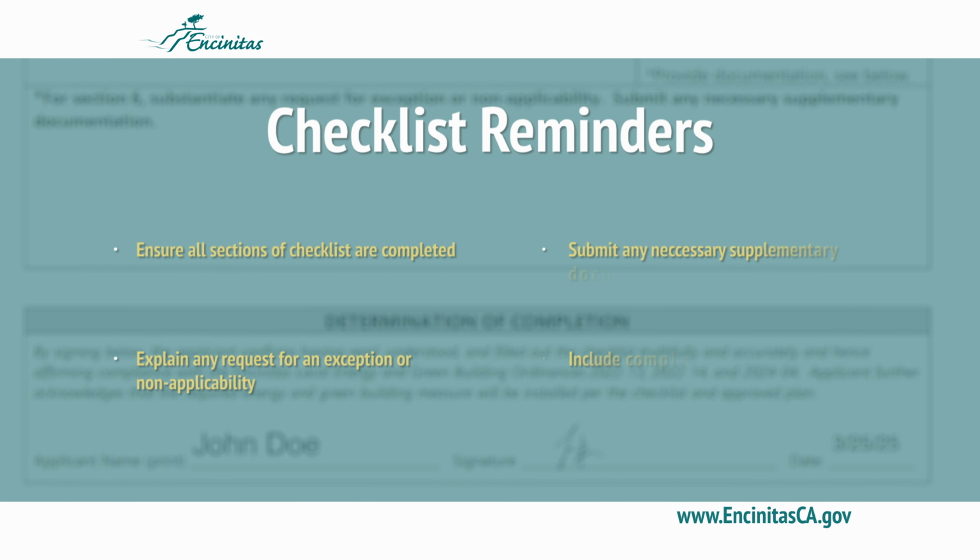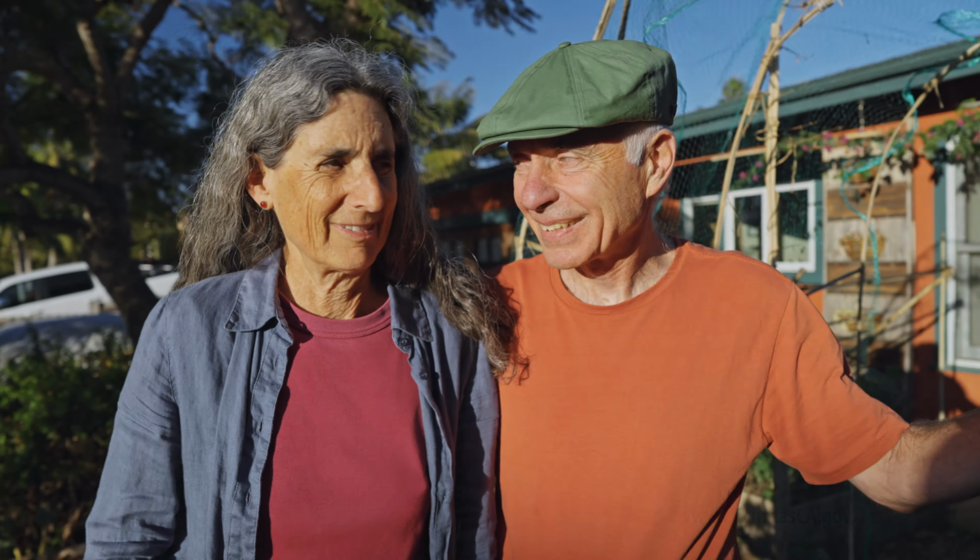Finally, ensure that all sections of the checklist are completed. If a requirement does not apply to your project, check the Not Applicable box and provide an explanation in the Justification section. Similarly, explain any request for exemption in the Justification section for the corresponding requirement and submit any necessary supplementary documentation. After completing the checklist, sign the affidavit at the end of the checklist and include the completed checklist as a plan sheet in your project's plan set to be submitted as part of your building permit application.